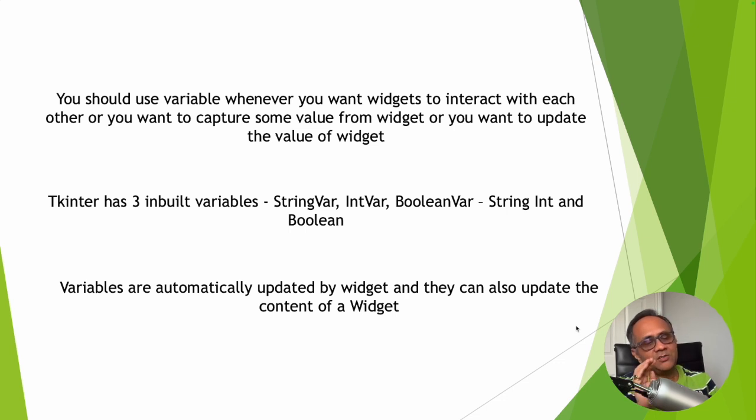Now Tkinter has three inbuilt variables: StringVar, IntVar, and BooleanVar. Actually these represent exactly our string, integer, and boolean data types. StringVar is the string data type, IntVar is the integer data type, and BooleanVar is the boolean data type. In today's video we are going to use StringVar, but IntVar and BooleanVar work in almost the same way. The variable is very useful because it's automatically updated by the widget, and it also updates the content of the widget. We'll see how it works very soon.